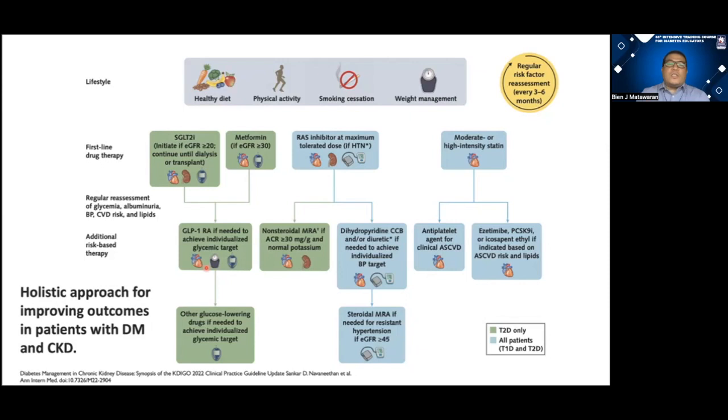There are recommendations for a non-steroidal MRA, or mineralocorticoid receptor antagonist. You may use, on top of your RAS blocker, your calcium channel blocker and your diuretic to achieve your target blood pressure. And of course, there is the need for a moderate or high intensity statin. You may also need antiplatelet therapy, ezetimibe, and PCSK9 inhibitors for those patients with high cardiovascular risk.